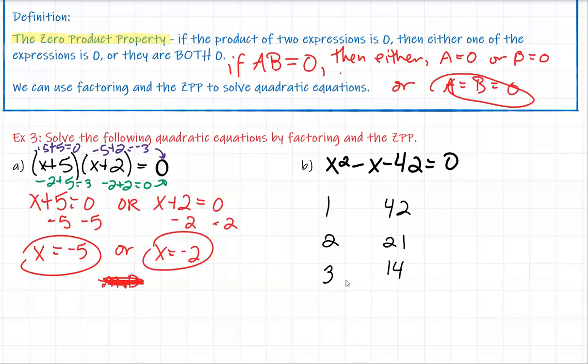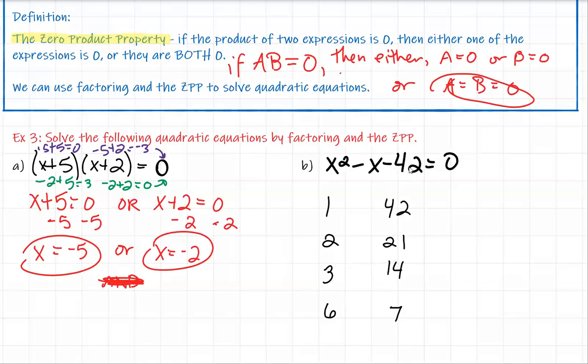Yep, just had to make sure. We know 4 doesn't work, and we know 5 doesn't work either. It's not divisible by 5. But then we know 6 works, and that's 6 times 7. And then that's all the pairs we can get. And then I know it has to add up to negative 1.